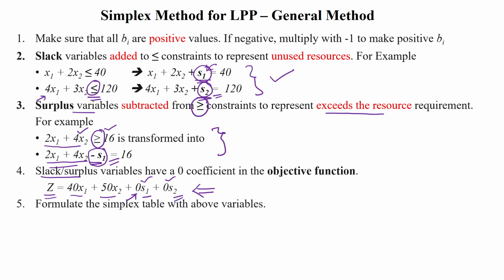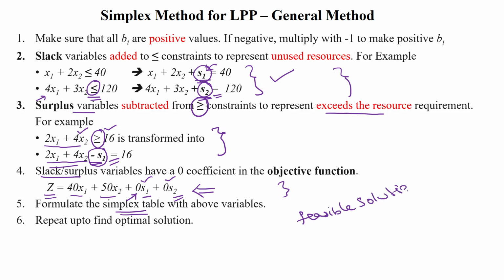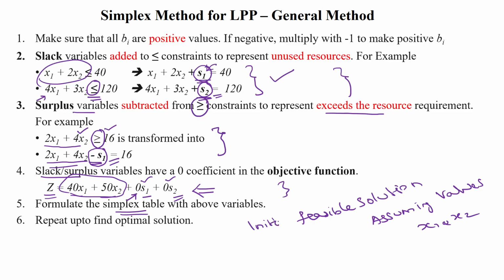After that we have to construct the simplex table using these constraints and objective values. Then we have to find the first feasible solution. The first feasible solution will be identified by assumption, assuming some values for the variables. Which variables? x1 and x2. These are the decision variables given in the objective function. So we have to find the initial feasible solution. From that, we have to check the optimal condition.